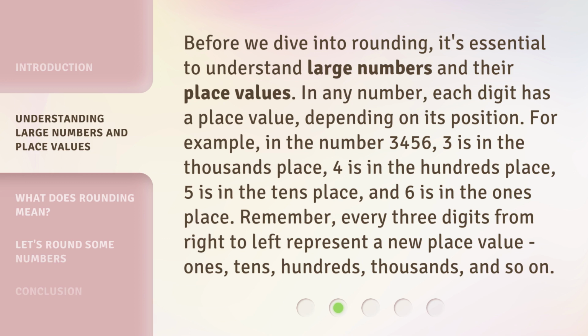Before we dive into rounding, it's essential to understand large numbers and their place values. In any number, each digit has a place value, depending on its position. For example, in the number 3,456, 3 is in the thousands place, 4 is in the hundreds place, 5 is in the tens place, and 6 is in the ones place. Remember, every 3 digits from right to left represent a new place value: ones, tens, hundreds, thousands, and so on.